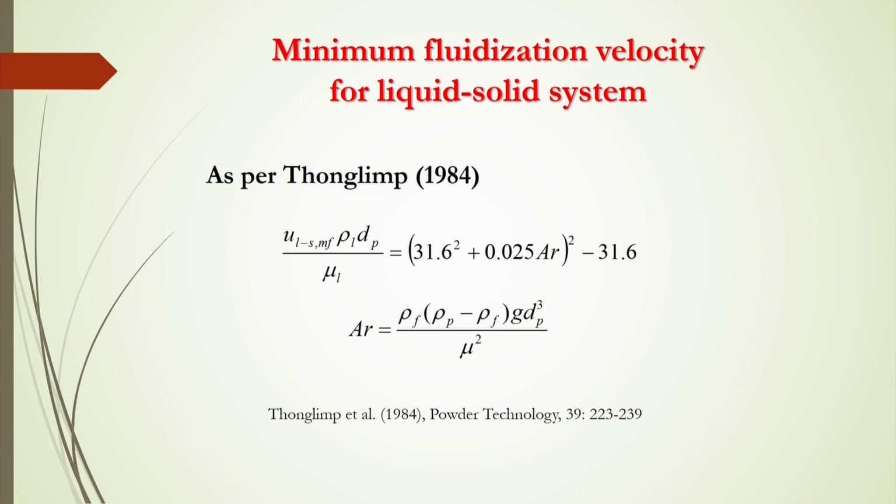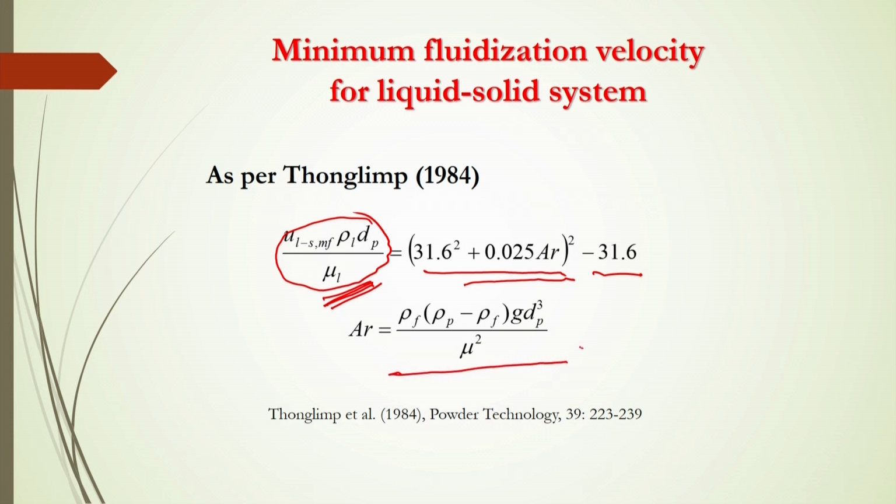Now, what should be the minimum fluidization velocity for a liquid-solid system? As per Thonglimp 1984, the correlation for a liquid-solid system was developed based on the concept developed for the gas-solid system. It is also represented by the Archimedes number, and this is your minimum fluidization condition: the Reynolds number at minimum fluidization condition will be obtained from this equation, whereas the Archimedes number is defined by this equation.